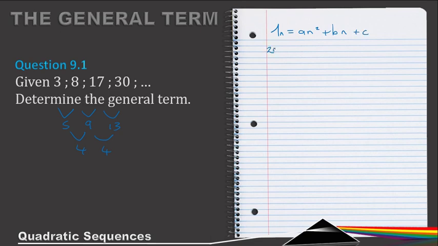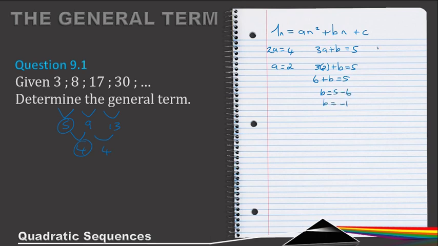So 2a is equal to my second difference, 4. So a is equal to 2. Then 3a plus b is equal to 5. So substitute in the value for a, 5 meaning the first term in the first difference. So 3 times a's value that we already solved for, and then solve for b. So this is 6 plus b equals 5. b is equal to 5 minus 6. b is equal to negative 1.